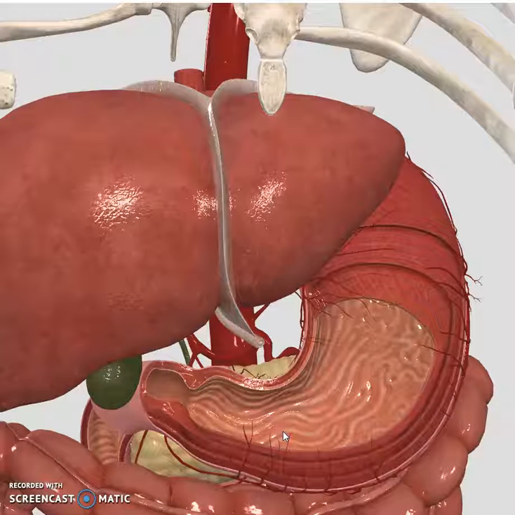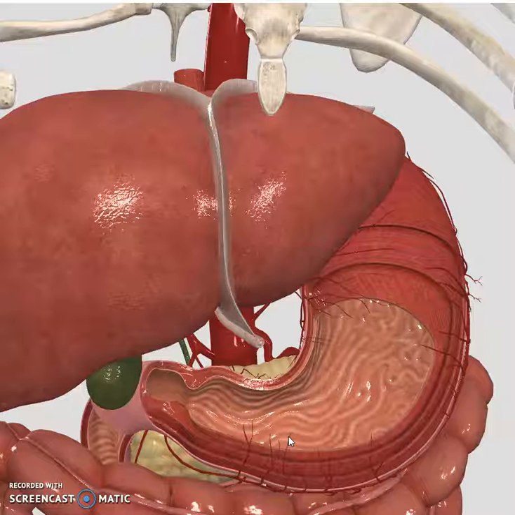So today in this video we're going to talk about the branches of the abdominal aorta. We are going to talk about the three main branches of the abdominal aorta. The first one is the celiac trunk, the second one is the superior mesenteric artery, and the third one is the inferior mesenteric artery. And those three branches have their subdivision arteries as well, and we're going to talk about each and every one of them.